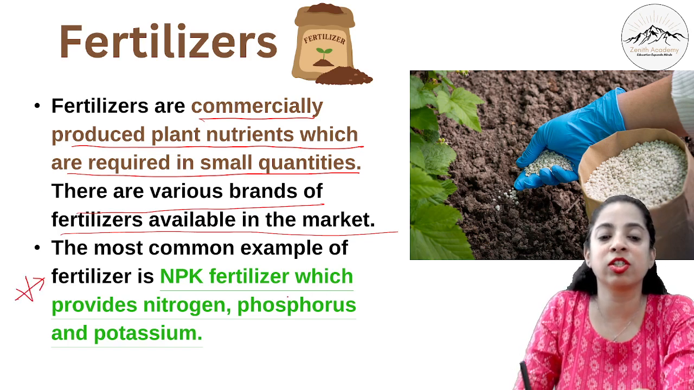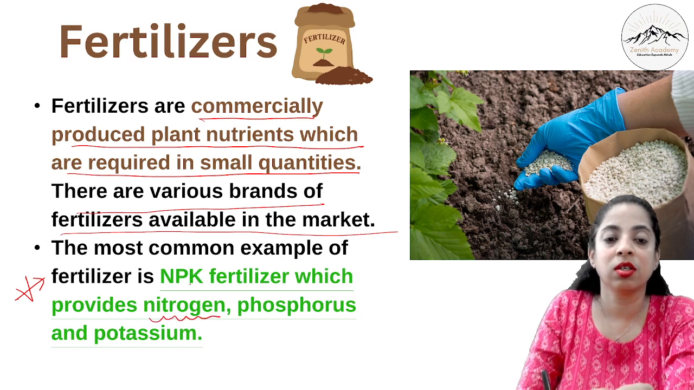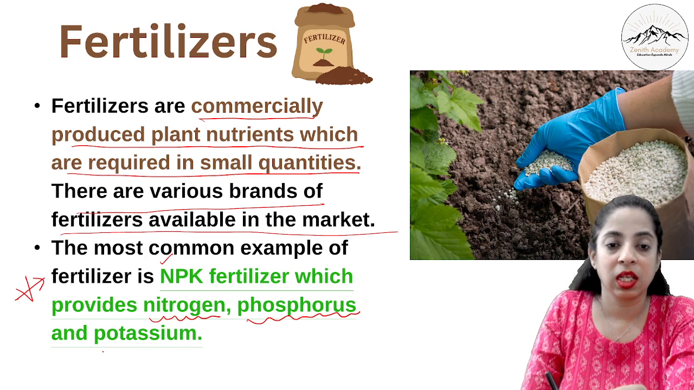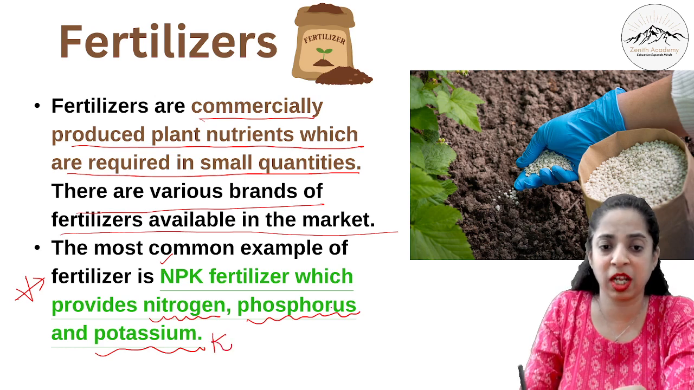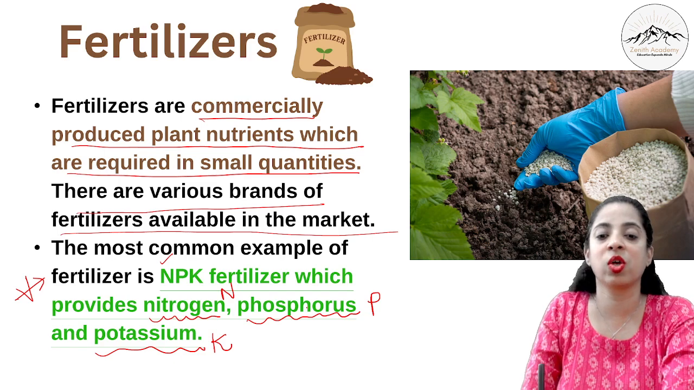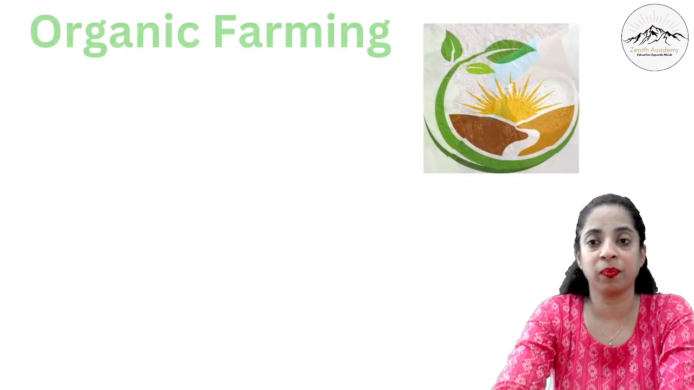NPK fertilizer which provides nitrogen. Okay, N stands for nitrogen, P stands for phosphorus. Okay, and K stands for potassium. The symbol of potassium is K, symbol of phosphorus is P, symbol of nitrogen is N. So NPK, please remember this, very important from board point of view.